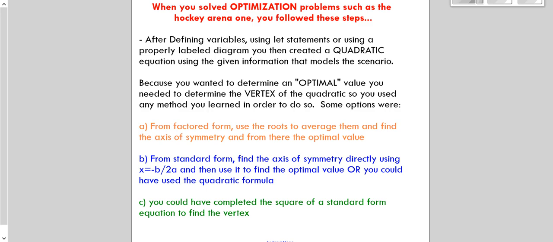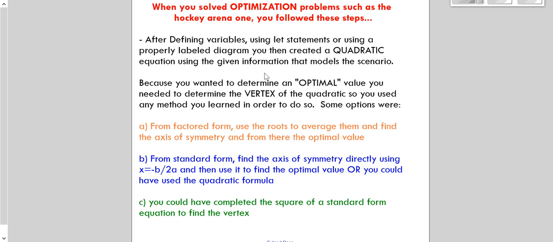So these were the general rules back in grade 10 and 11 of how you knew how to solve an optimization problem. You always have to start by defining a variable, making a let statement, and then, because this was in the quadratic unit, you created a quadratic equation given the information, and modeled it with that equation. Your ultimate goal for that quadratic equation was to find the optimal value, which we know is attained at the vertex of the quadratic.